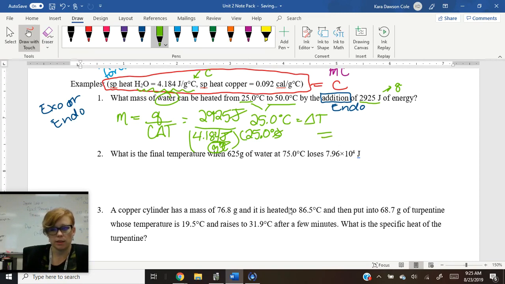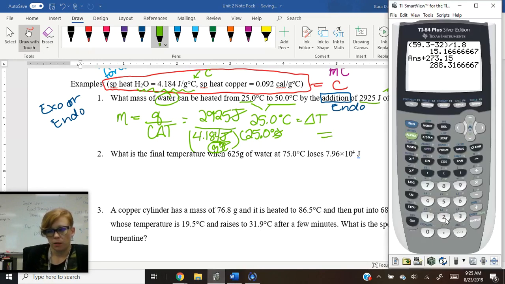So calculating this out, I get 2925 divided by 4.184. Now, because this is on the bottom again, I have to hit divide again, okay? Divided by 25.0. And that gives me 27.96367113.